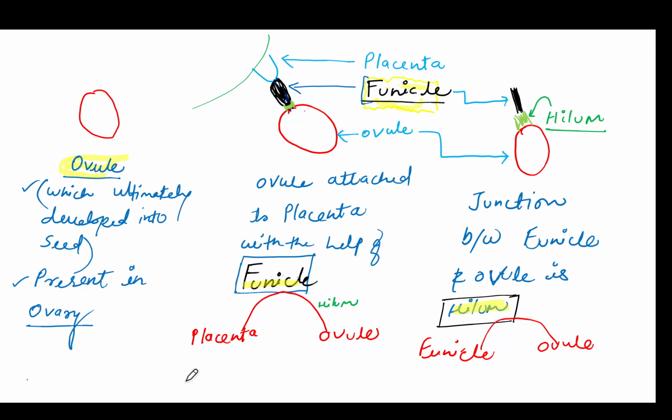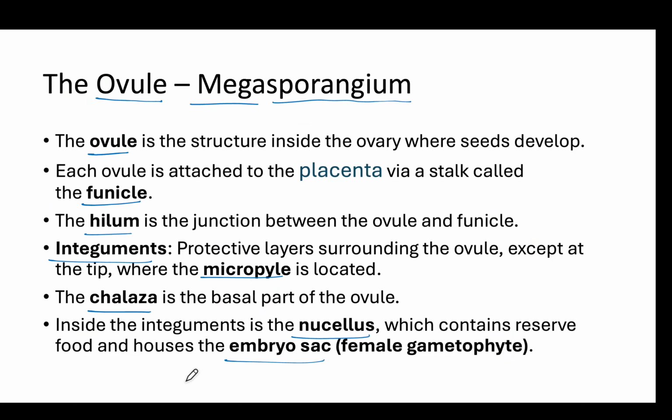Very important. Let's revise it one more time. Structure of ovule. So what is an ovule? First of all, it is a structure present inside the ovary where seeds develop in future after fertilization. Now without fertilization, in some plants it can develop, but we are talking about a situation where pollination is required. Now this ovule is attached to the placenta. How will the ovule attach to the placenta? With this structure we call the funicle.